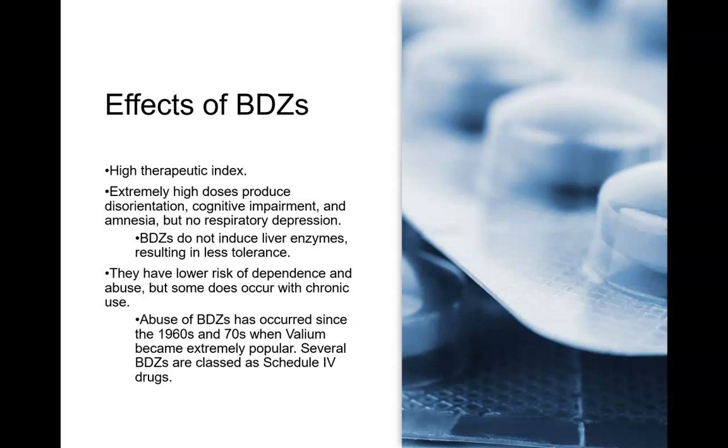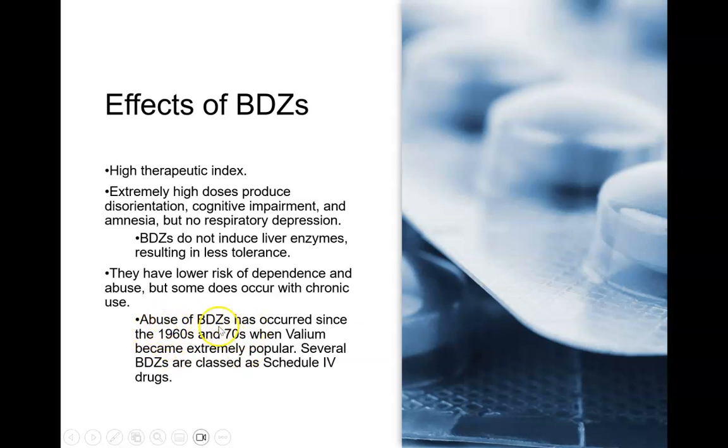Now, what are some of the effects of benzodiazepines? They have a higher therapeutic index than barbiturates, so they're often going to be recommended over barbiturates. But high doses can produce disorientation, cognitive impairment, amnesia, but they don't produce the respiratory depression that you might see with barbiturates. Additionally, benzodiazepines don't induce liver enzymes. As a result, we don't get that metabolic tolerance that we would see with other types of drugs. Now, they do have a lower risk of dependence and abuse, but some does occur with chronic use.